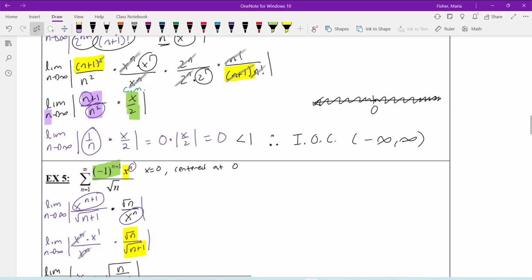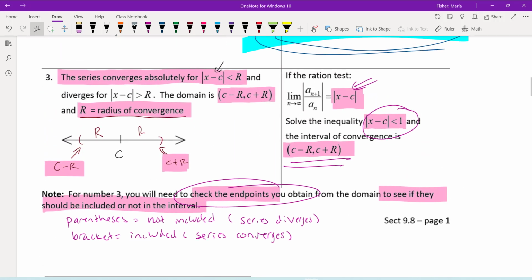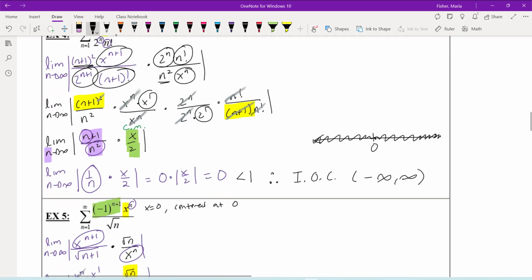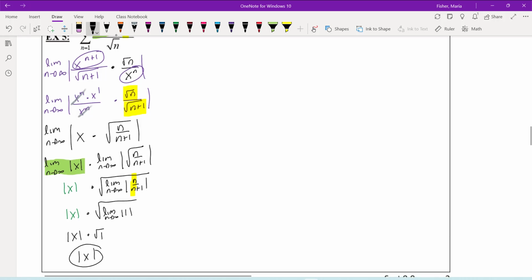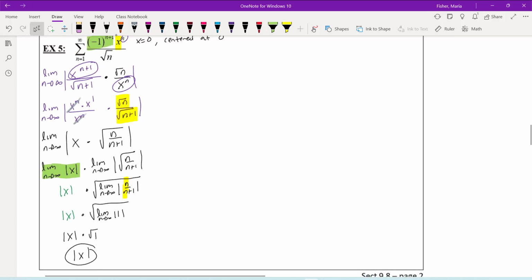What does that mean? Well, that puts us here at number 3. We're left with the absolute value of x minus c. What we need to do is solve this inequality: the absolute value of x minus c is less than 1. You take what's left over, set it less than 1 and solve that inequality. I'm going to move us over here to the right. So I have the absolute value of x less than 1.